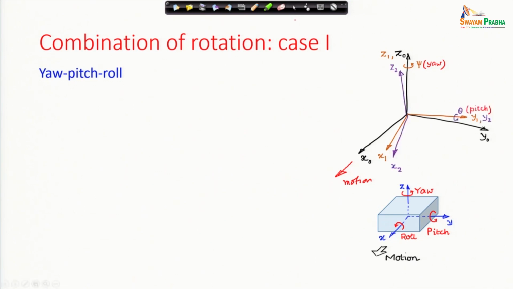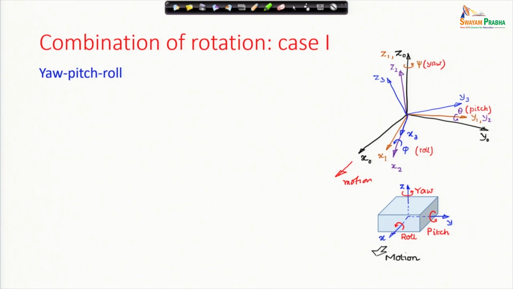The next thing I am going to give is pitch, which is a rotation about the new y axis, which is y 1. Therefore, y 1 and y 2 are identified, x 2 and z 2 shift from x 1 and z 1 respectively, and the pitch angle is theta. The third rotation is given about x 2, which is the roll. Finally, I give the roll, and you notice that every time I am giving the rotation about the new axis.